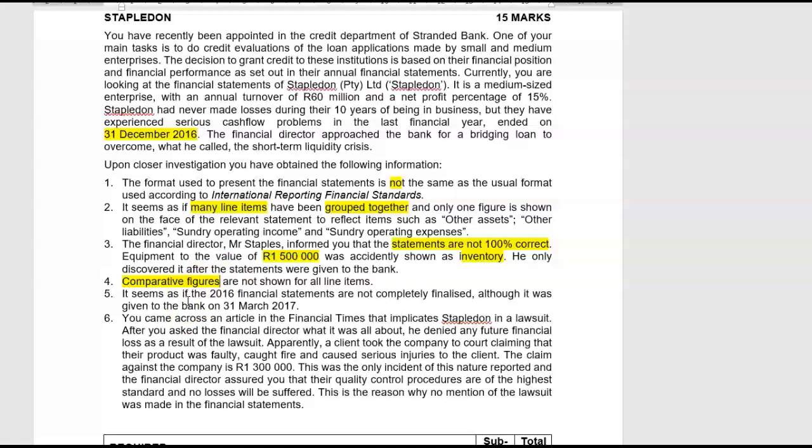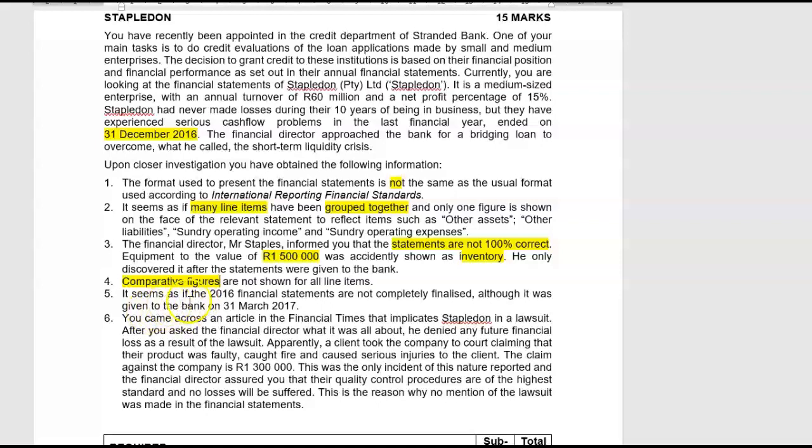I cannot compare the company's own figures with those of previous years. How do I know that they perform better? How do I know they perform worse? How do I know that they are continuing on the right path? How do I know anything? I don't know anything. So comparative figures are very, very important.